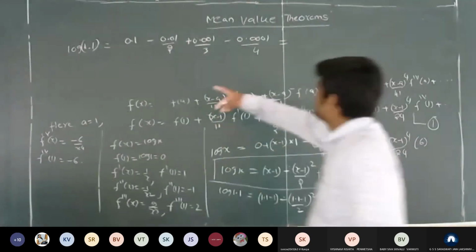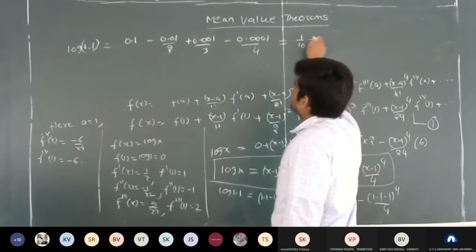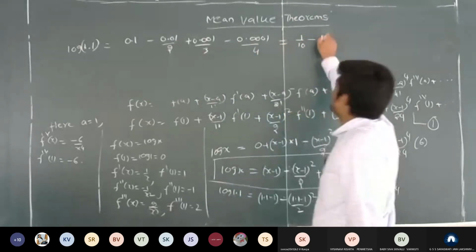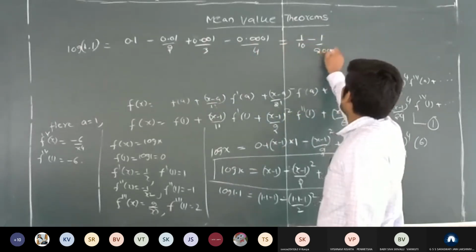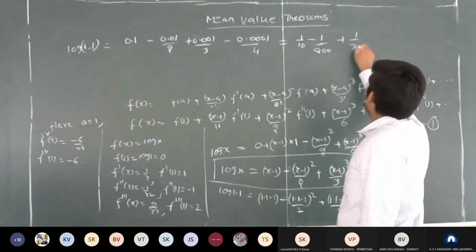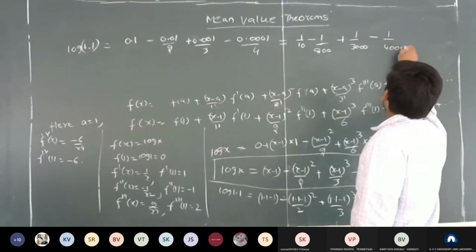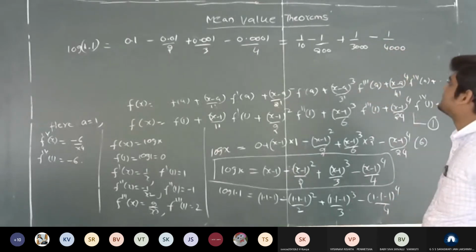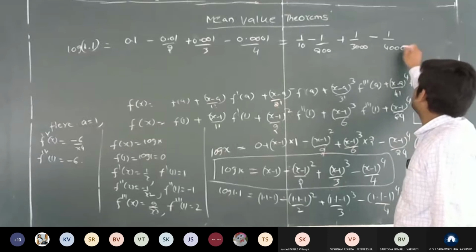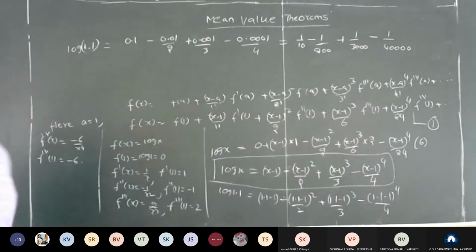You can simplify this in an easy manner. 0.1 is nothing but 1 by 10, minus 0.01 which is 1 by 100, that is 1 by 200, plus 1 by 3000, minus 1 by 4000. We will take the LCM, and I think this is 1 by 40,000. Whatever you feel is easy, you can simplify in that manner.